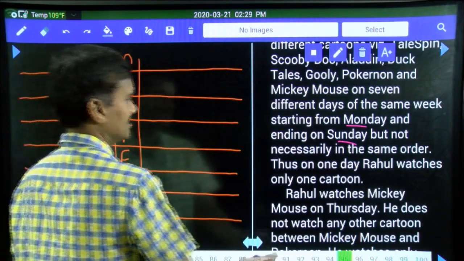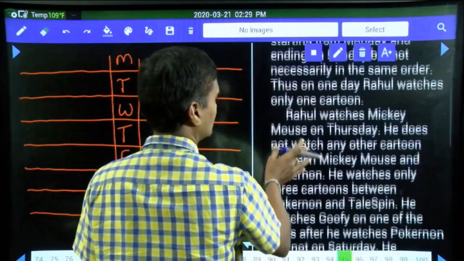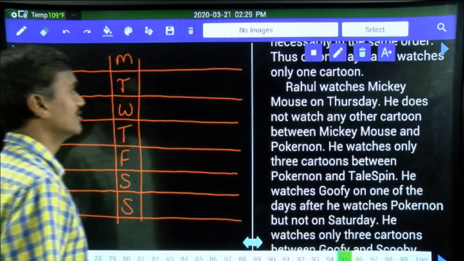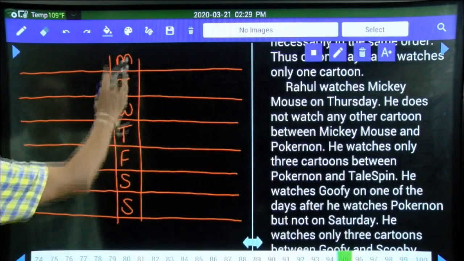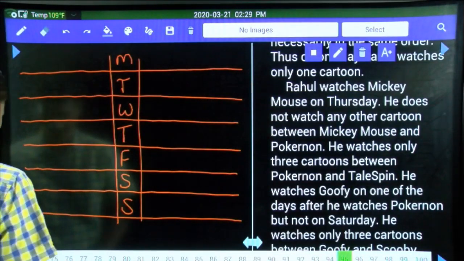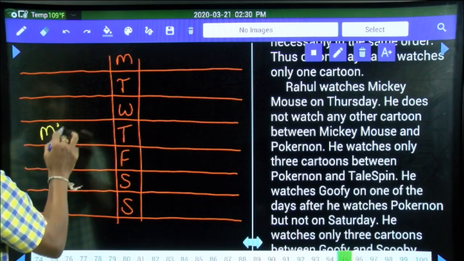But not necessarily in the same order. Thus, on one day Rahul watches only one cartoon. First condition, Rahul watches Mickey Mouse on Thursday. Rahul watches Mickey Mouse on which day? Thursday. Thursday, Mickey Mouse, isn't it? Now Thursday is here. Now this is Mickey Mouse.